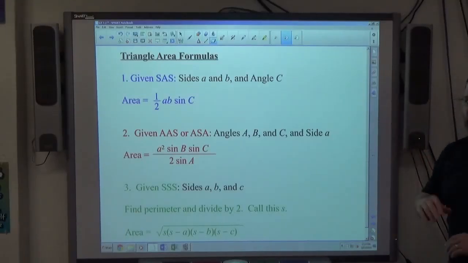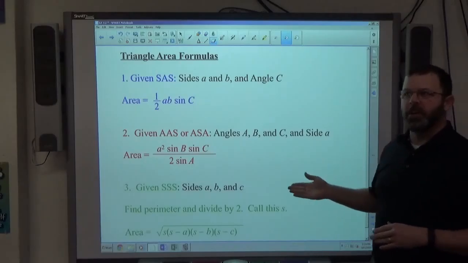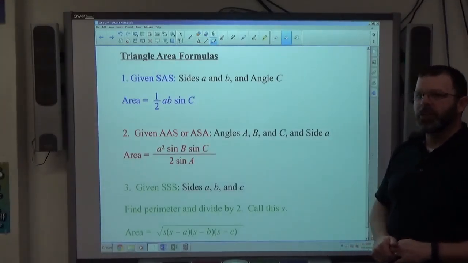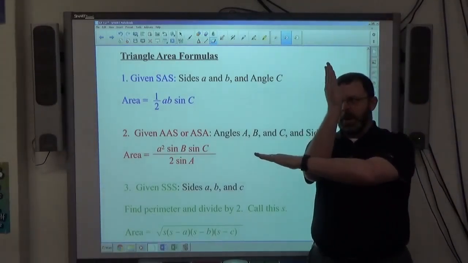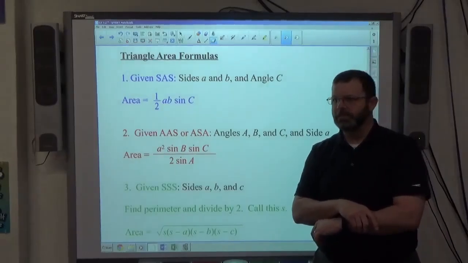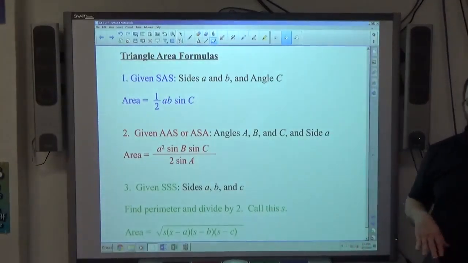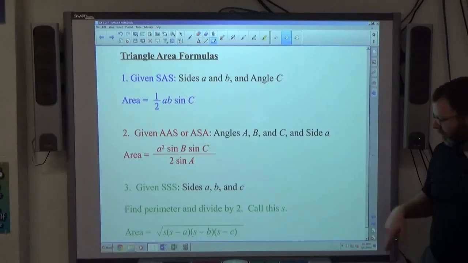Alright, today we're going to find the area of triangles with different given information. Depending on the given information determines which formula you use. If you get the base and the perpendicular height, it's 1/2 times base times height. That formula still lives, it's still around. But they're not going to be like that in this section.